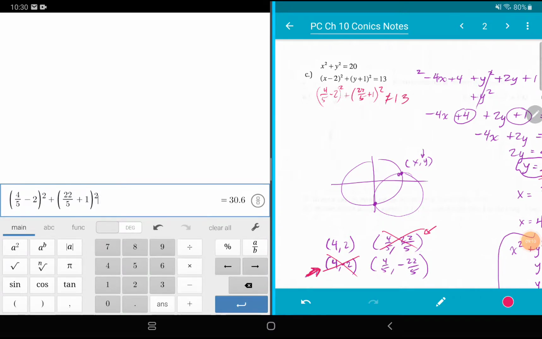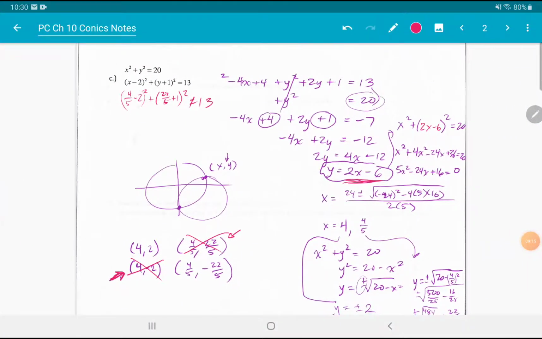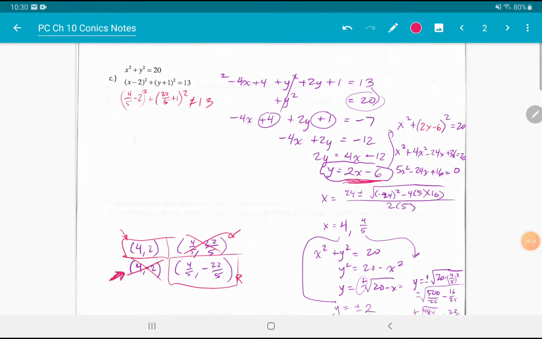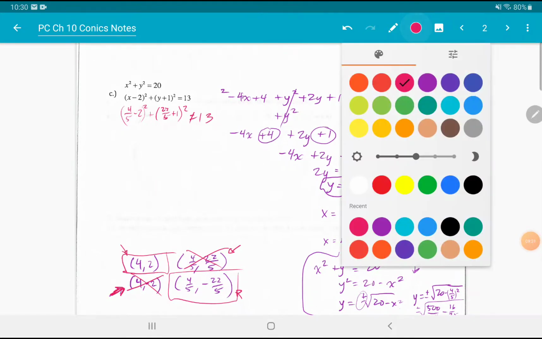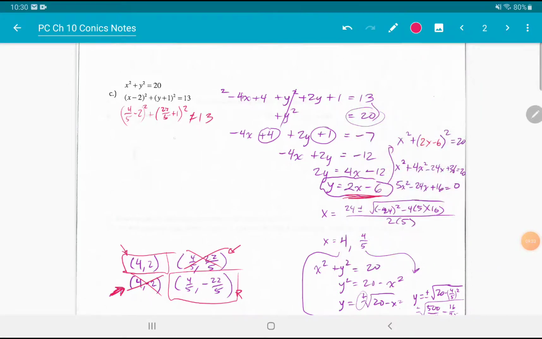You can double check your work. Of course, in the interest of time, I'm not solving for (4, 2) or (4/5, negative 22 over 5). You can do that, but what you'll see is that these will be your solutions. Okay, let's double check that. So we're going to have to graph it. The problem did tell us to graph it, so I'll do this in red and graph these.